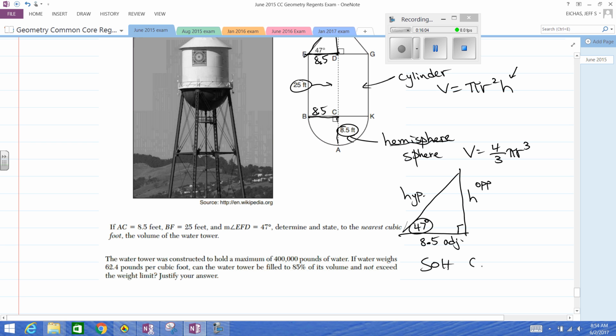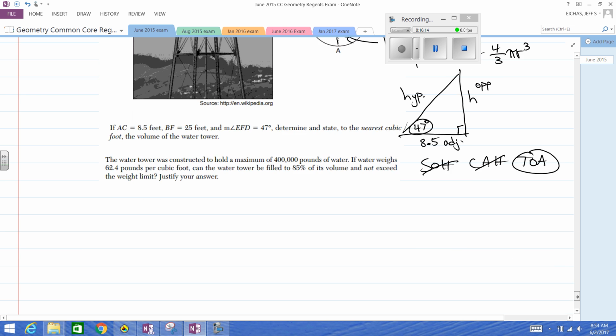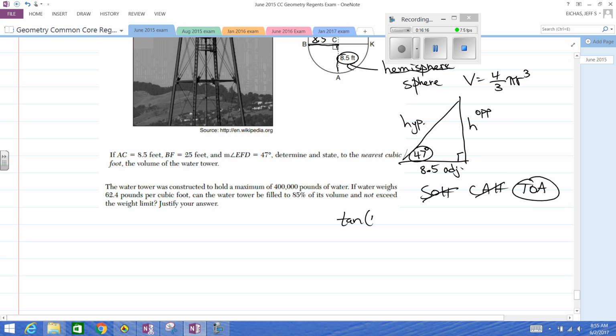If I use my acronym SOHCAHTOA, it looks like nothing with hypotenuse in it. Opposite and adjacent, yeah, let's use tangent. Okay, so tangent of the 47-degree angle, whatever that is, should be the same as the ratio of the opposite side to the adjacent side. Okay, tangent of 47, that is what? 1.07237.